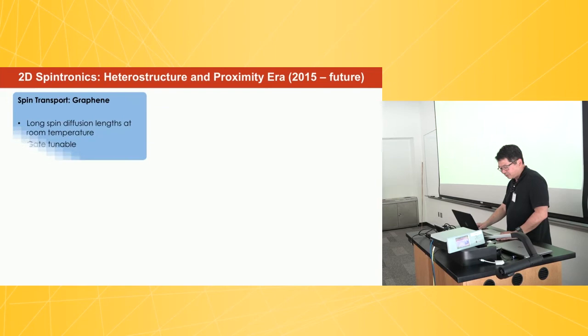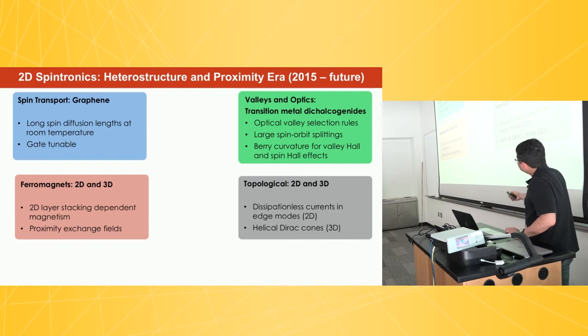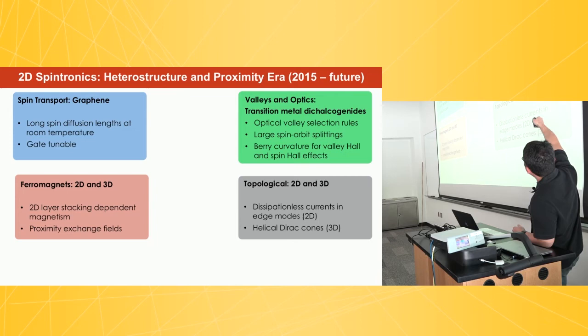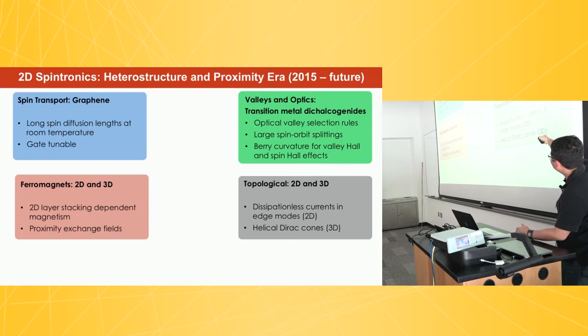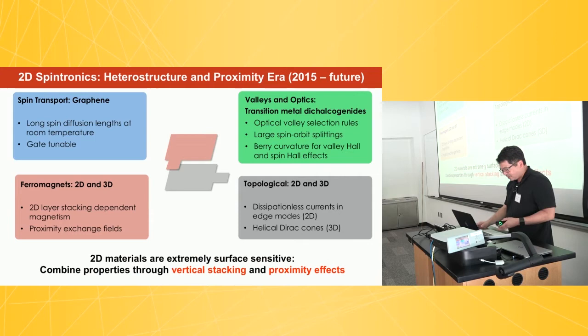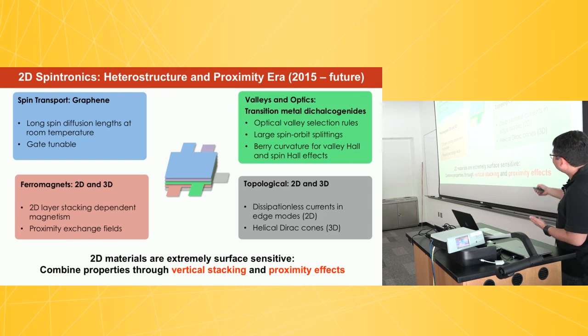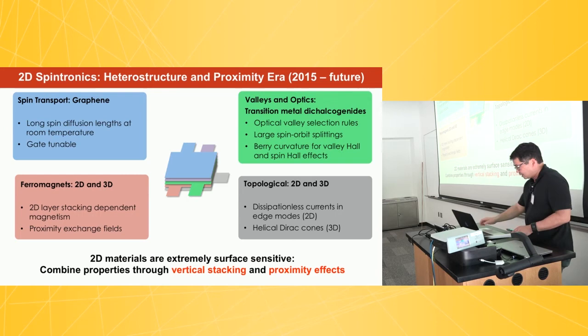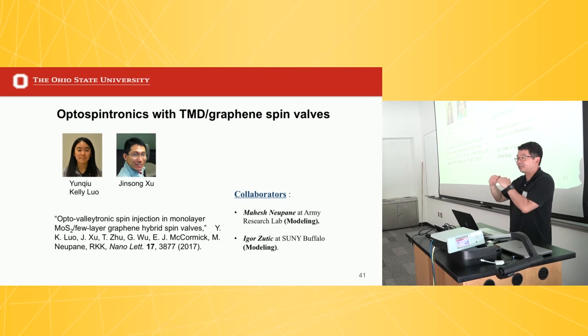But I do want to tell you that beyond graphene, with heterostructures, we've only talked so much about the graphene part here, but there are ferromagnets that are both two-dimensional and three-dimensional, which would be really great to integrate with graphene. There are transition metal dichalcogenides, which have valley polarization and spin polarization and are very good for optics. And there are also these 2D and 3D topological materials. Since we're in a 2D workshop, you can stack all these together and combine these various properties by stacking vertically or through proximity effects. This optospintronics part is really about stacking the TMD and graphene, taking advantage of the optical properties of the TMD and the really good spin transport properties of the graphene. We want to get all the best advantages here.